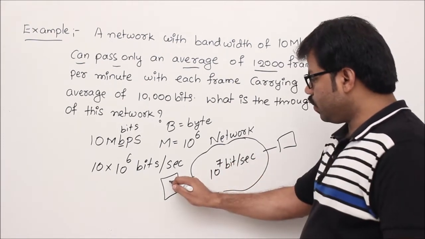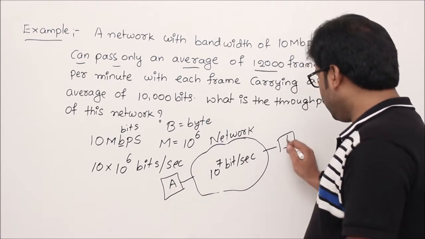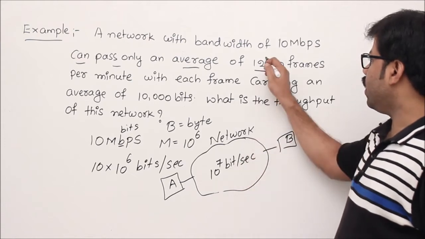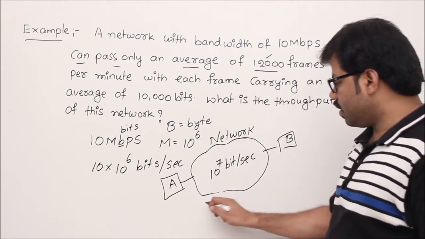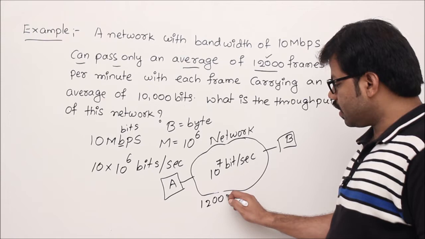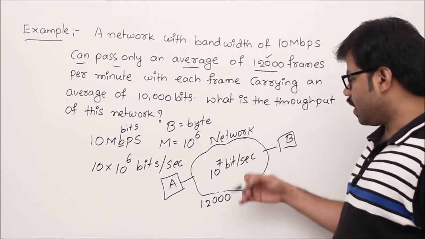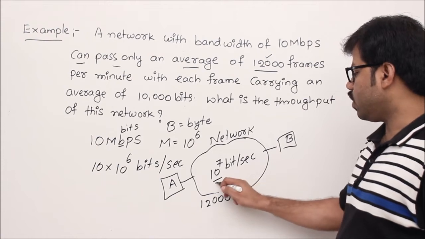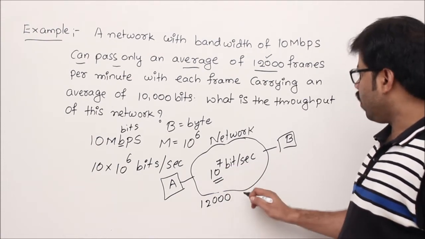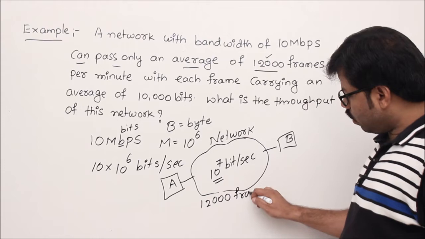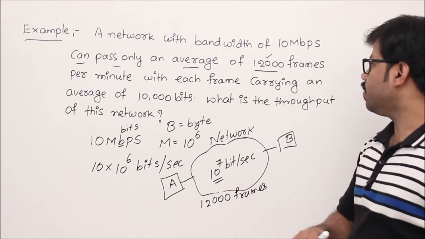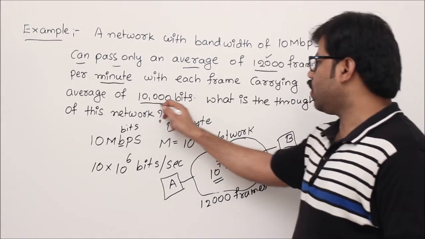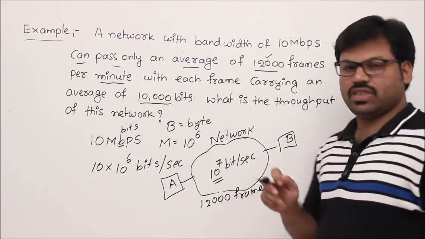Now computer A and computer B are communicating. But this network is allowing only 12,000 frames per minute. That is the capacity of this network because of the software layer and everything. But the hardware capacity is 10 to the power of 7 bits per second. Now, if it allows only 12,000 frames per minute, with each frame carrying an average of 10,000 bits, then what is the throughput of this network?